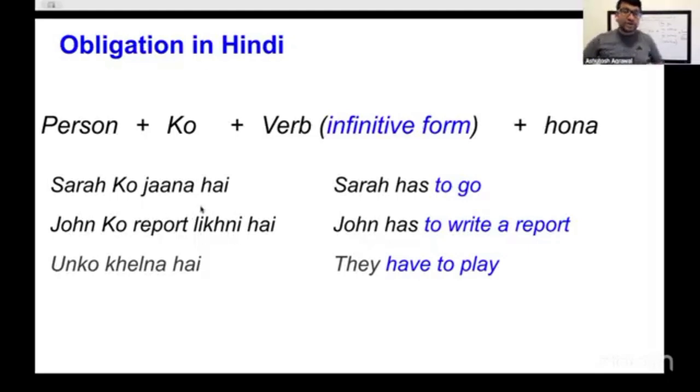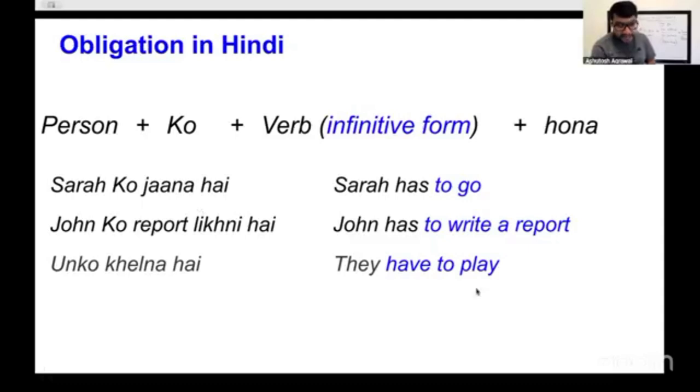So whether it is Sharon ji who has to write, or I have to write, you have to say it the same way. Ashu ko report likhni hai, Sharon ko report likhni hai. If there is no report here, by default, it will be likhna. By default, if there is no direct object, you will stick to the masculine singular one.